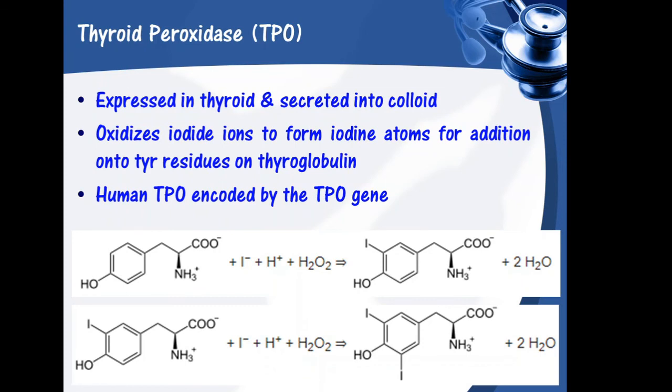So the thyroid peroxidase is also called TPO, and it's expressed in thyroid and secreted into the colloidal solution, and it oxidizes iodide ions to form iodine atoms for addition onto the tyrosine residues on thyroglobulin. Human TPO is encoded by the TPO gene. So in this structure, you have the tyrosine molecule plus an iodide plus a proton plus water. It gets converted to the monoiodinated tyrosine plus water. Here again you can see diiodotyrosine.